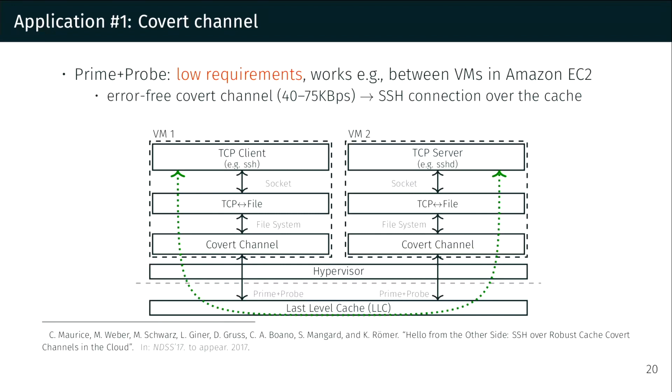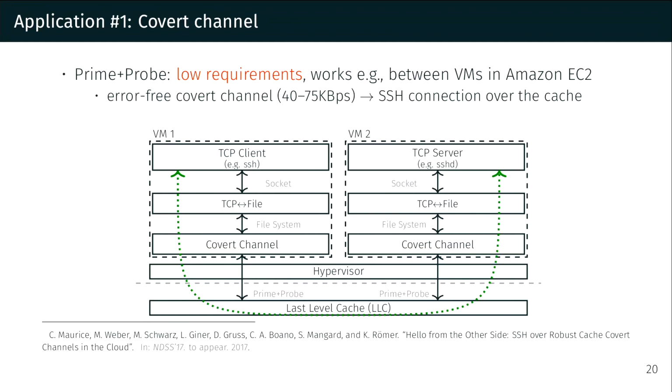And the cover channel stayed completely error-free and around 40 to 75 kilobytes per second, which is still quite a lot. All of this between virtual machines on Amazon EC2. And the really neat thing is that we wanted to do something with that. Basically, we managed to create an SSH connection really over the cache. So they don't have any network between them, but they're just sending the zeros and the ones, and we have an SSH connection between them. So you could say that cache, cover channel, nothing, but I think it's a real threat.